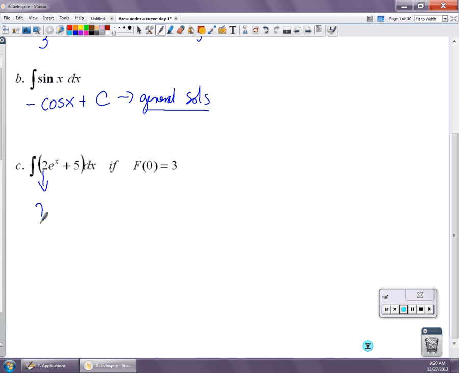And then finally, in letter C, the antiderivative of 2e to the x, that's our favorite function because the antiderivative of e to the x is e to the x. The antiderivative of 5 is 5x, and there's our constant of integration.